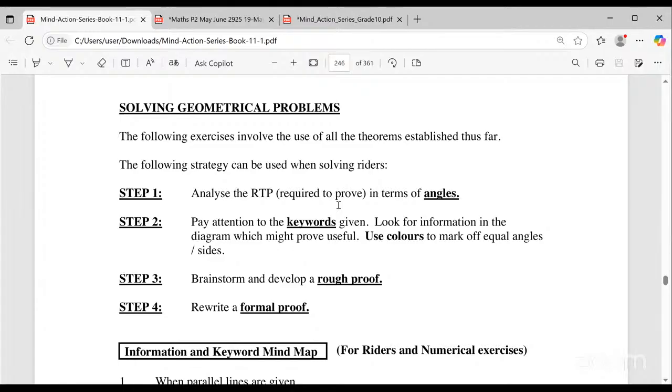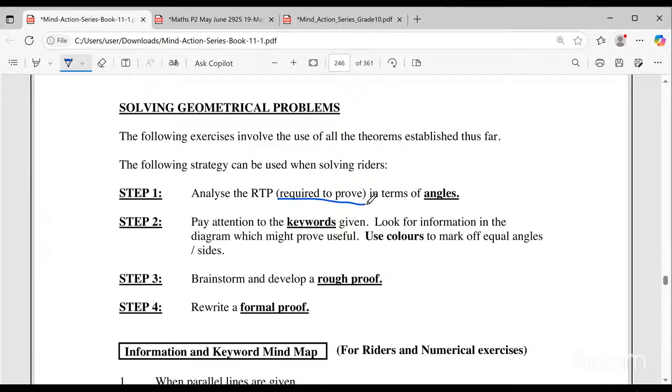So they are saying that the following strategy can be used when solving riders, whereby riders are the problems. In Euclidean geometry in grade 11, those circle geometry problems that you see are called riders. So step one, they are saying, analyze the RTP. What does RTP mean? It means required to prove or find in terms of angles.